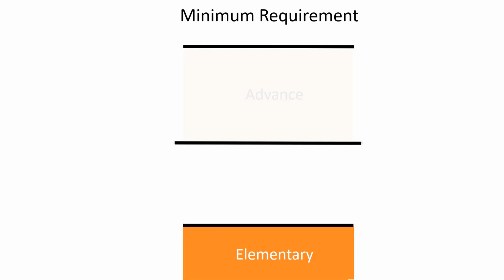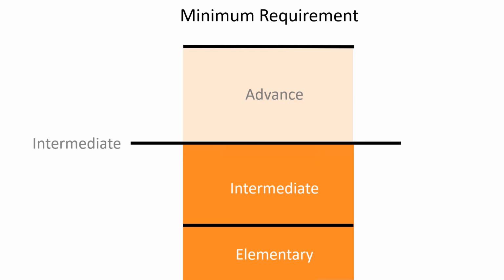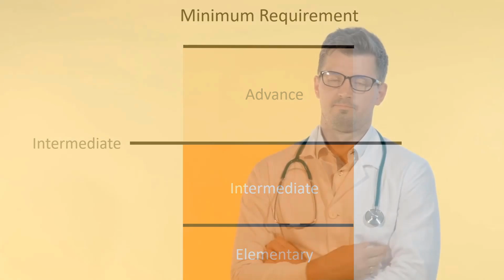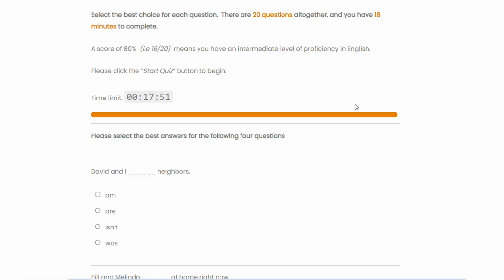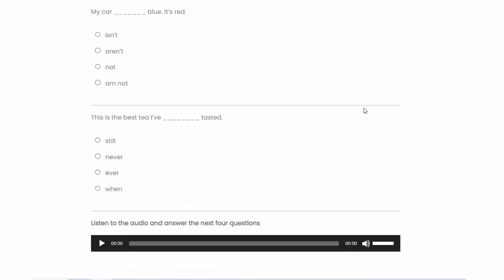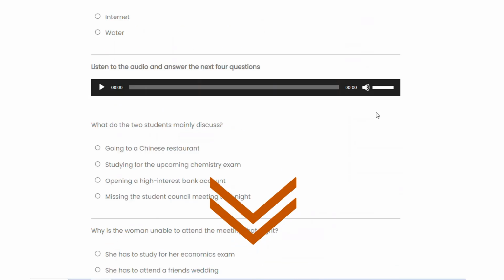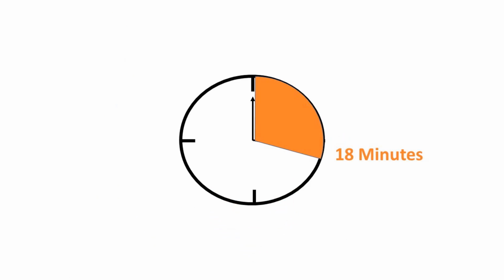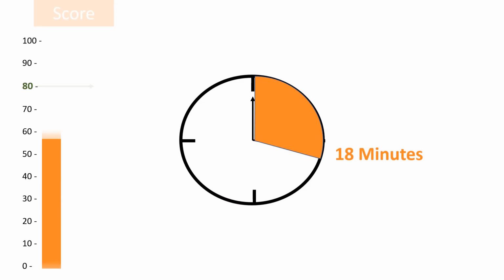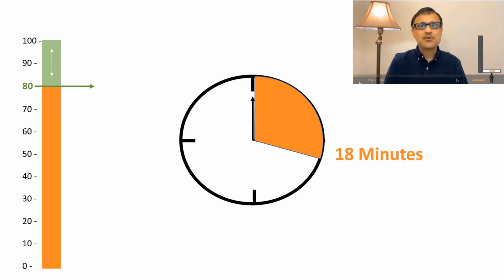Now, in order to take my course, you have to have a minimum intermediate level of English fluency. If you're not sure of your English competency level, you may take an online quiz to determine it yourself. You can follow the link below in the description to take this quiz. It will take you around 18 minutes. A score of 80 or more means that you are eligible to take my lessons.